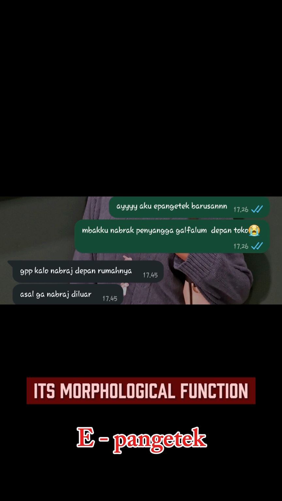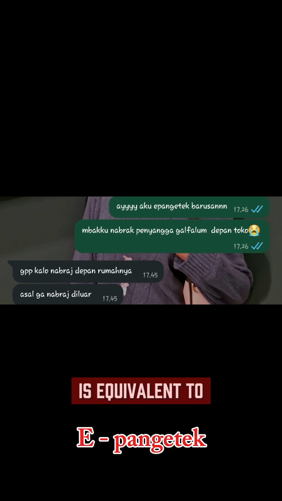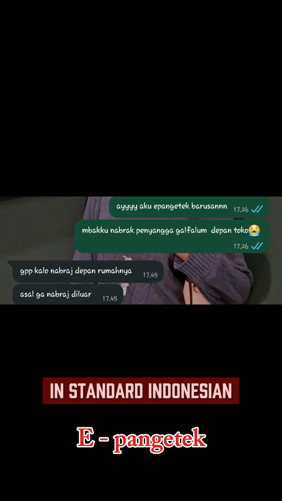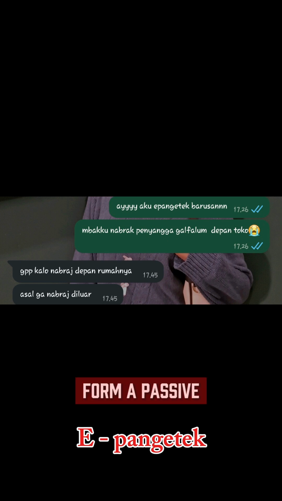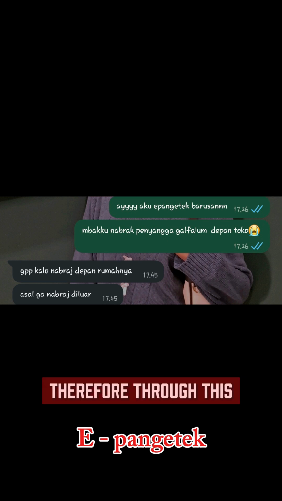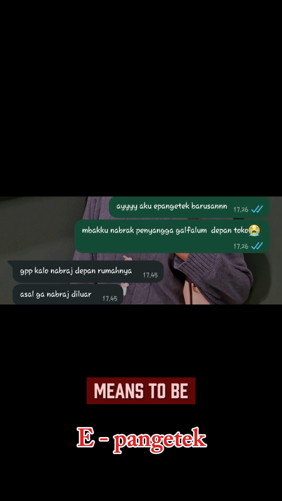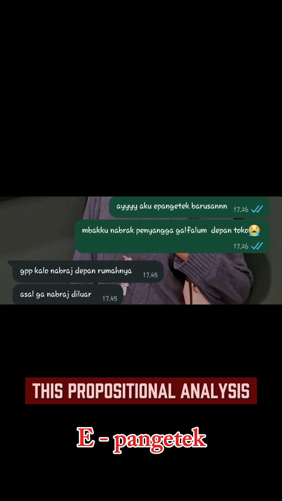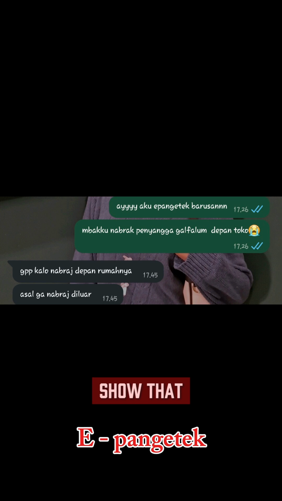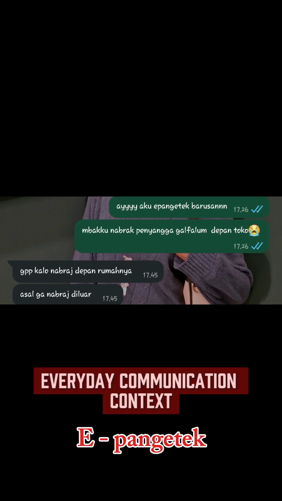Its morphological function in Madurese is equivalent to the prefix di in Standard Indonesian, that is, to form a passive verb. Therefore, through this affixation process, the word epangetek means to be surprised or to be shocked. This morphological analysis shows that the speaker uses a complex word formation structure from the Madurese language to express their passive experience in an everyday communication context.